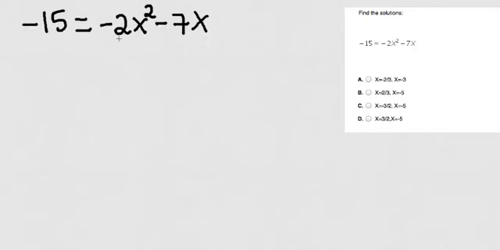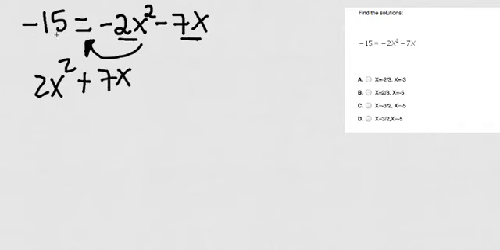Now, I'm going to go ahead and send this guy and this guy to this side because I always want the x squared to be positive, especially when you're going to be factoring. So when I move the negative 2x squared, that's going to be positive. When I move the negative 7x, it's going to be positive. And this 15 is actually on the same side, so I'm not changing the sign. And this is equal to 0. Basically, I just move negative 2x squared positive, negative 7x positive.